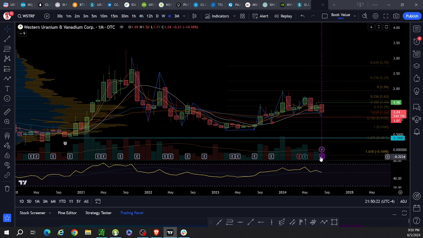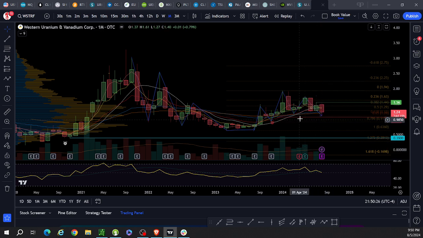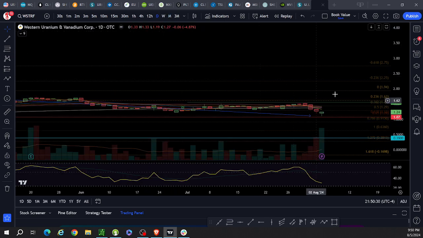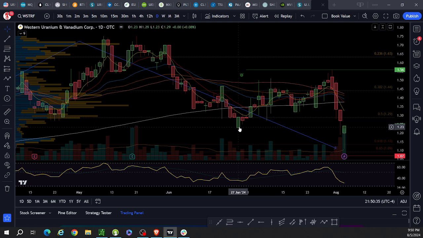Of course, it's coming into earnings, right? When's that coming? August 28th. So you've got a couple weeks. That's kind of the deal. If you want to zoom in more, you can look at the dailies, and we can see, right?